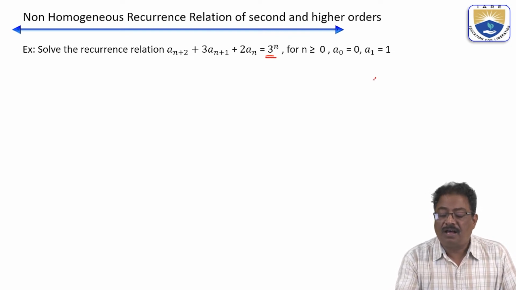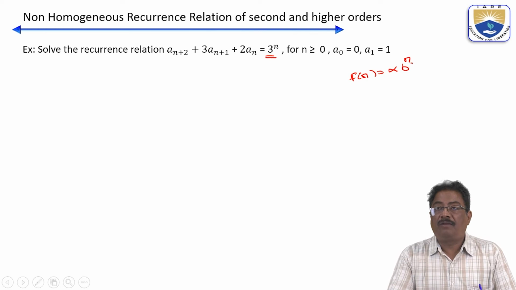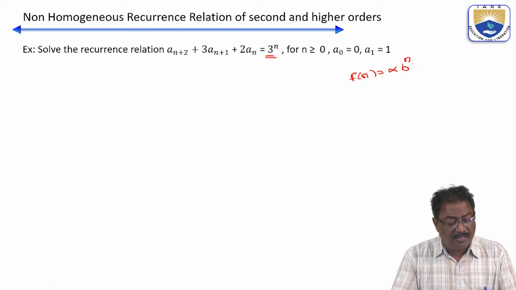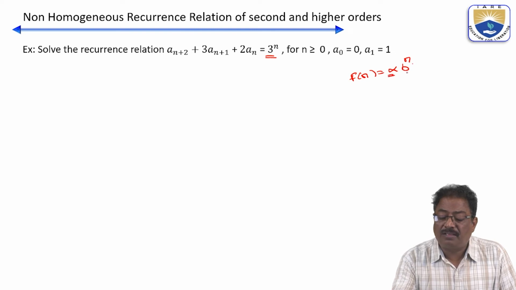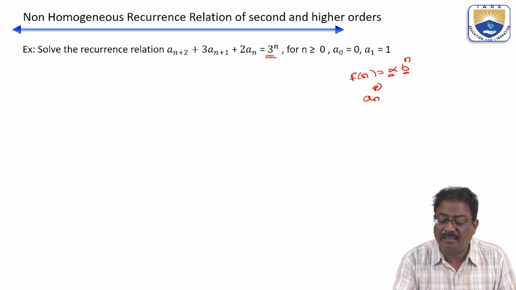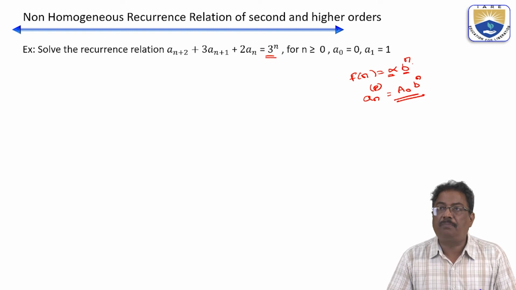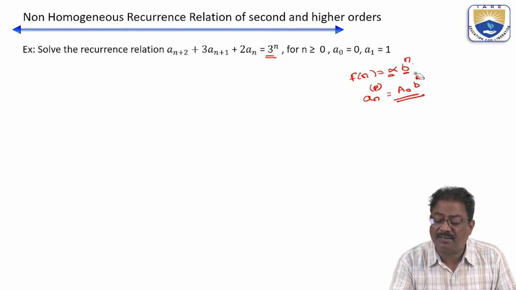What is case 3? f of n is of the form alpha b to the power of n, where alpha is some constant and b is not a root of the auxiliary equation. In such a case, the assumed particular integral is a0 b power n, with the same value of b that we are going to consider here. So here b is not a root of the auxiliary equation.